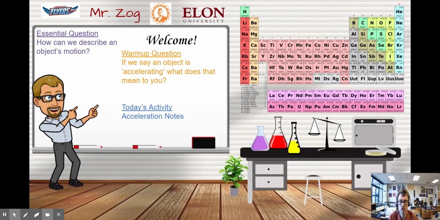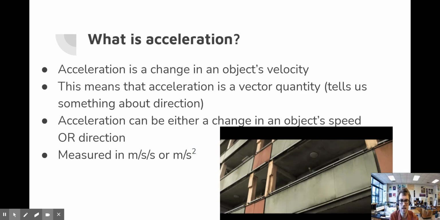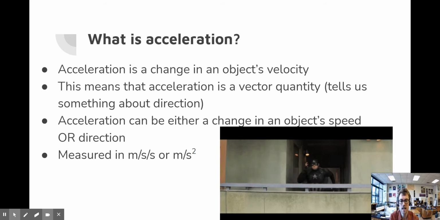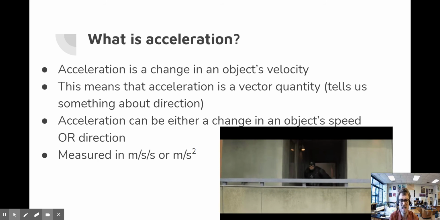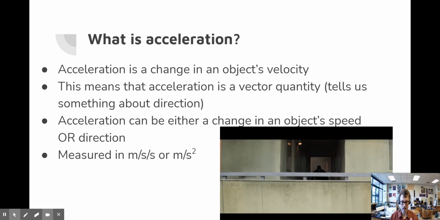Today, we're going to be moving into our new topic for our motion unit, which is acceleration. Okay, so what is acceleration? Well, acceleration is a change in an object's velocity. Now, you'll notice that I'm not talking about the speed, right? I'm talking about velocity. And because it is based off of velocity, that means that acceleration is a vector quantity, which means that it's telling us something about the direction, okay? Accelerations can be positive or negative, and them being positive or negative means different things. So that's what we're going to be taking a look at today.